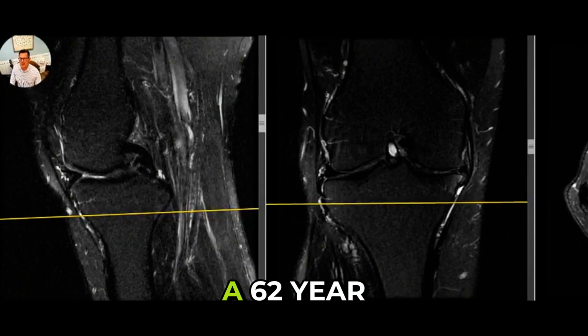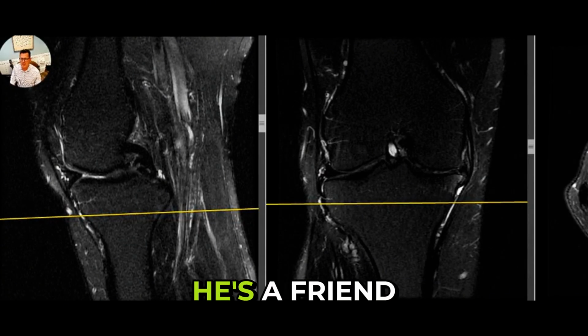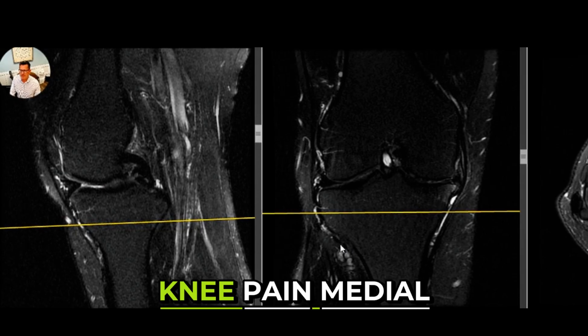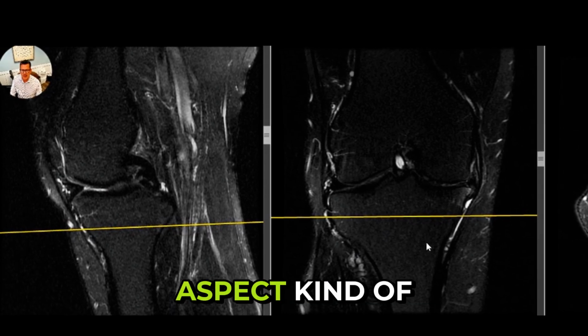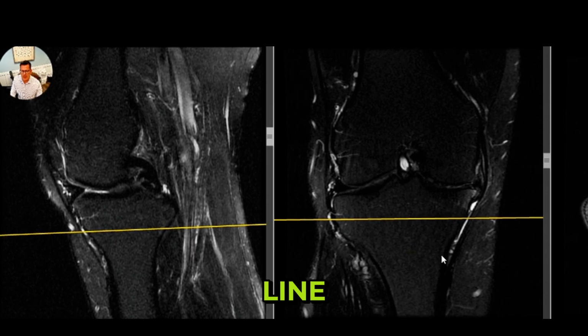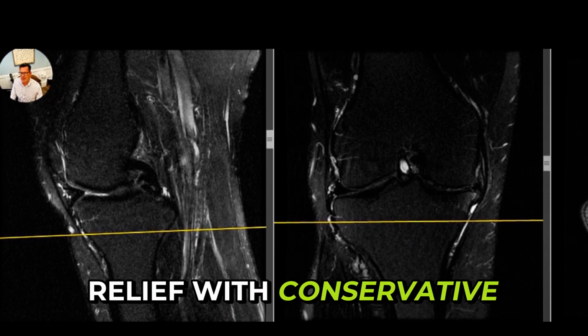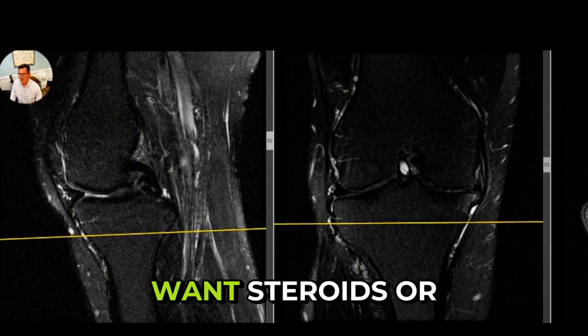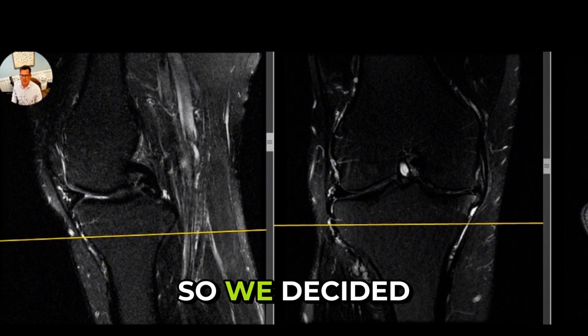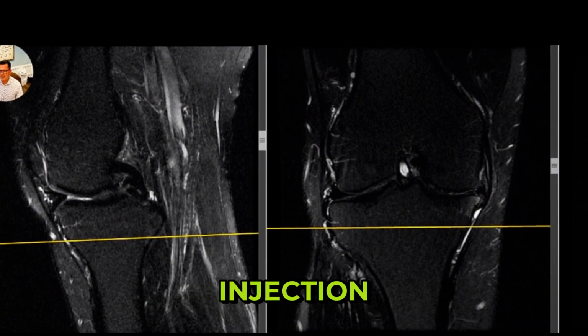Guys, so this is a 62-year-old male. He's a friend of mine with chronic knee pain, medial aspect, kind of at the joint line. He was struggling, not having any relief with conservative treatments, and did not want steroids or gel. So we decided to get an MRI and see if he'd be a good candidate for injection.